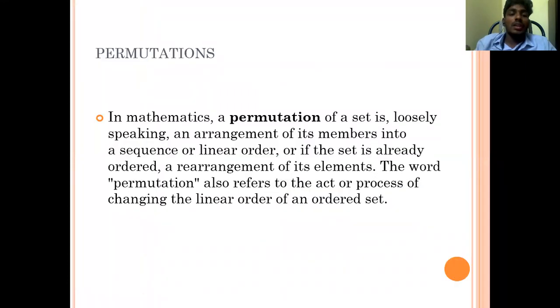What is permutation? In mathematics, a permutation of a set is, loosely speaking, an arrangement of its members into a sequence or linear order. Or, if the set is already ordered, a rearrangement of its elements. The word permutation also refers to the act or process of changing the linear order of an ordered set.